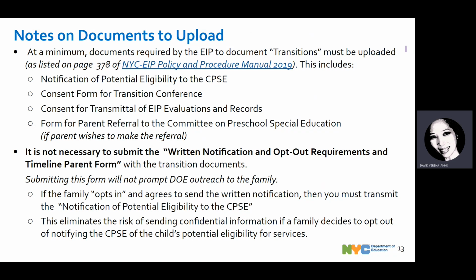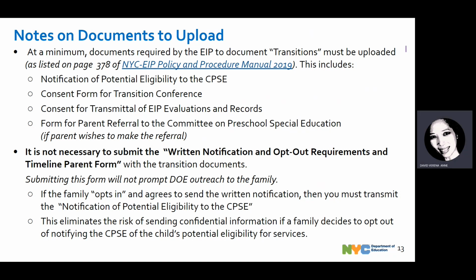Documents required by the EI program to document transitions must be uploaded through the DTS. These are documents listed on page 378 of the EI Policy and Procedure Manual. They are the notification of potential eligibility to the CPSE, consent form for transition conference, the consent for transmittal of EIP evaluations and records, and the form for parent referral to the Committee on Preschool Special Education if the parent wants to make a referral.